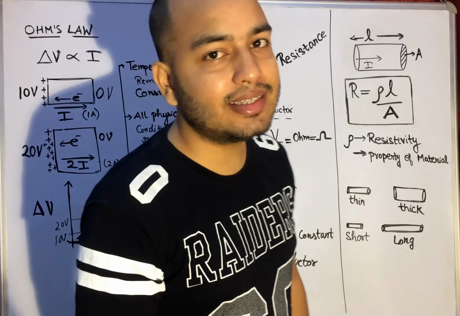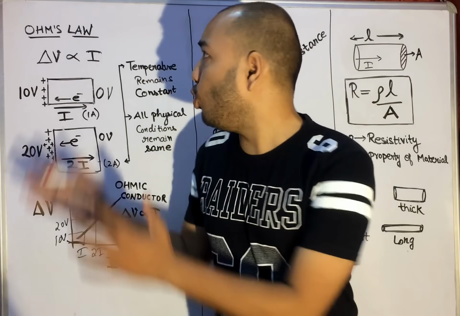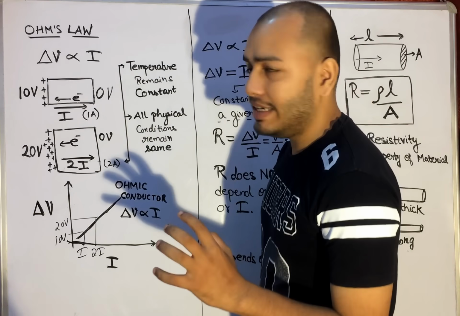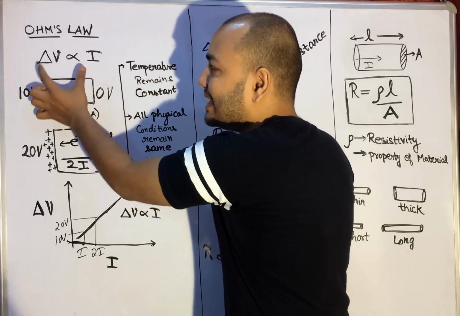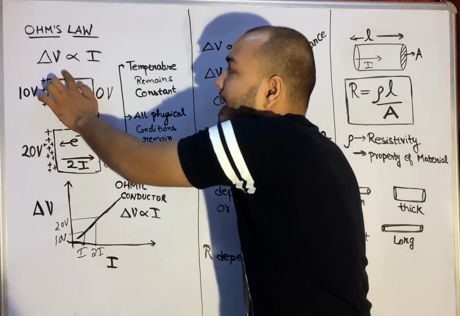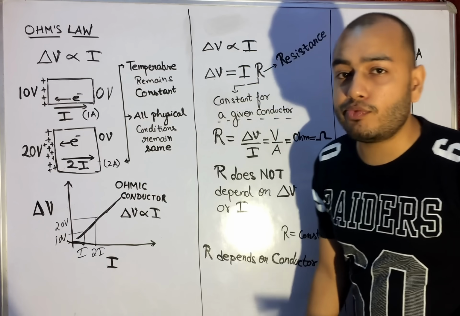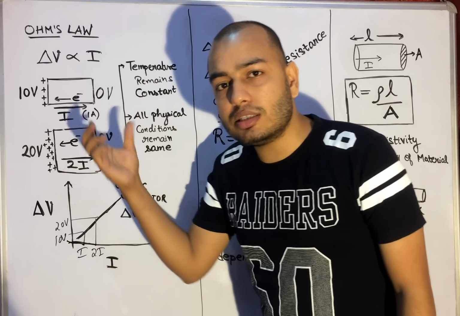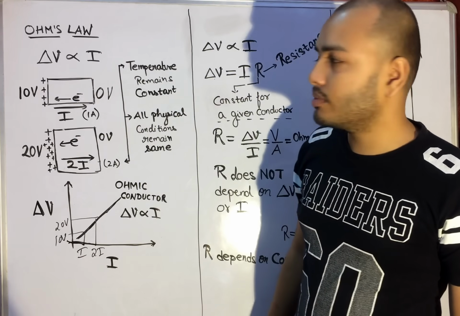Hello, so today we will discuss electricity, Ohm's law and resistance. What is Ohm's law? It states that the potential difference across the ends of a conductor is directly proportional to the current flowing through the conductor. More is the potential difference, more is the current.